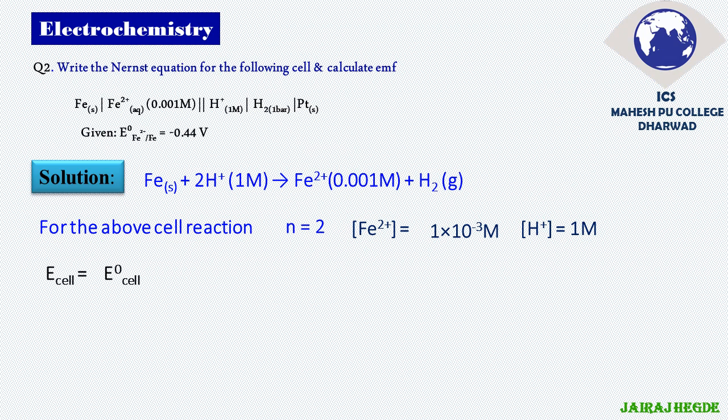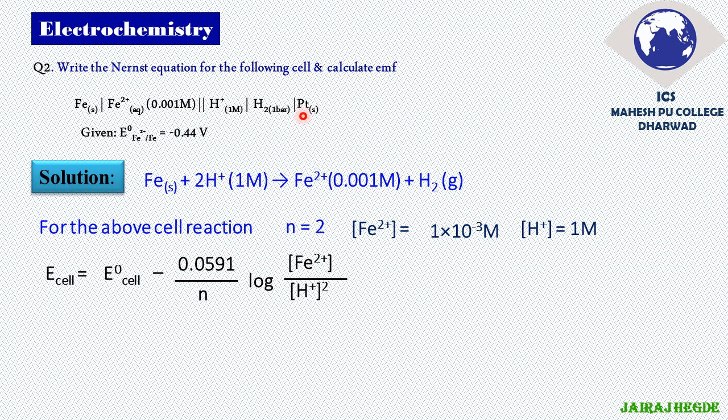Let us try to find the formula. As I have already told, E cell is equal to E naught cell minus 0.0591 by n into log of the reaction quotient. The product here is Fe2 plus divided by the reactant H plus the whole square, because we have the coefficient 2. Fe2 plus by H plus the whole square. And we don't know what E naught cell is. It is essential to calculate the E naught cell, and we know the electrode potential of iron, and they have already given that it is a standard hydrogen electrode.